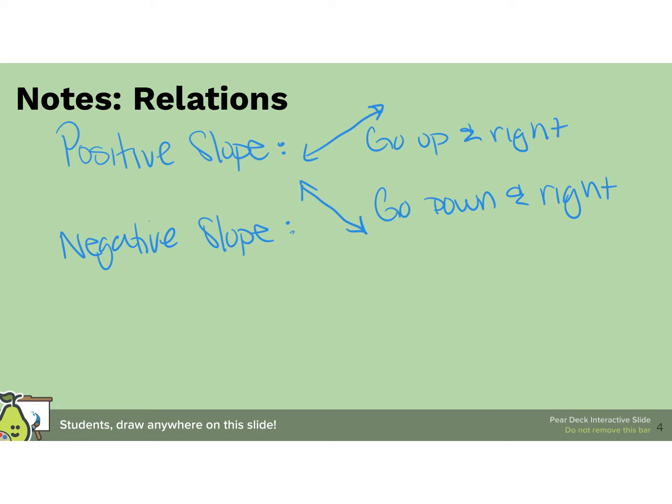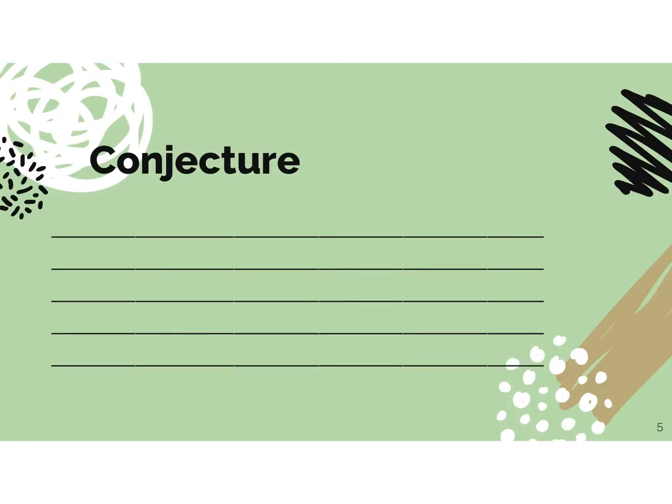But you should be able to now look at a graph and know if it's showing you a positive slope or a negative slope. That's what we're going to use moving forward in today's lesson. And so our conjecture for today, again, very simple idea, what we've just been talking about.